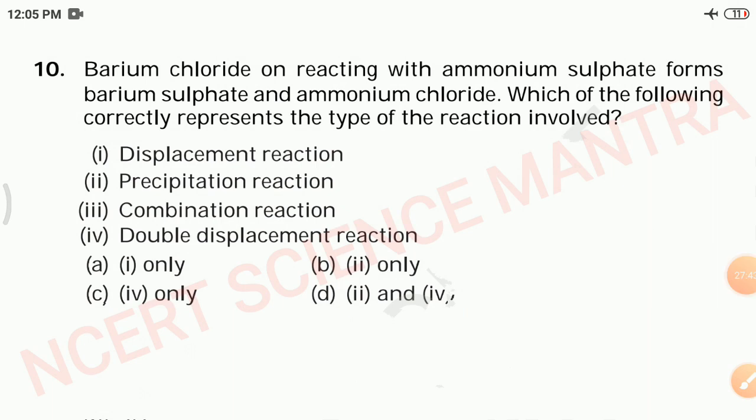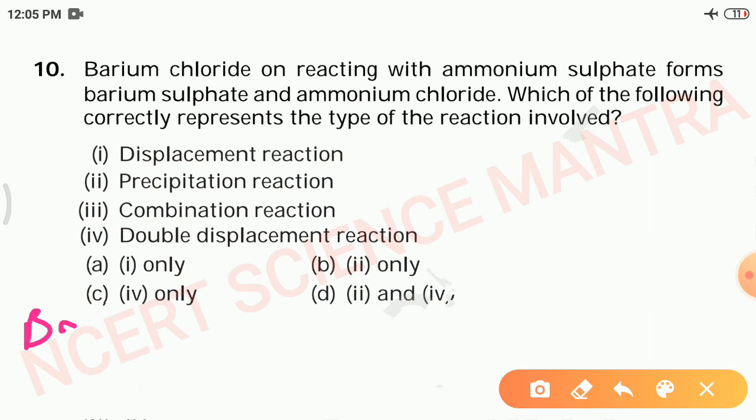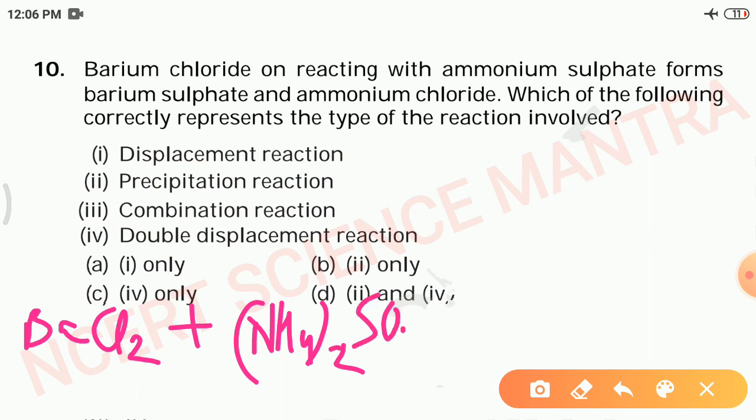Question number 10 is, barium chloride on reacting with ammonium sulfate forms barium sulfate and ammonium chloride. Which of the following correctly represents the type of reaction involved? Before going to the type of reaction, first we should understand this reaction. So in this reaction, what they are saying is barium chloride, formula is BaCl2, plus ammonium sulfate, formula is (NH4)2SO4.